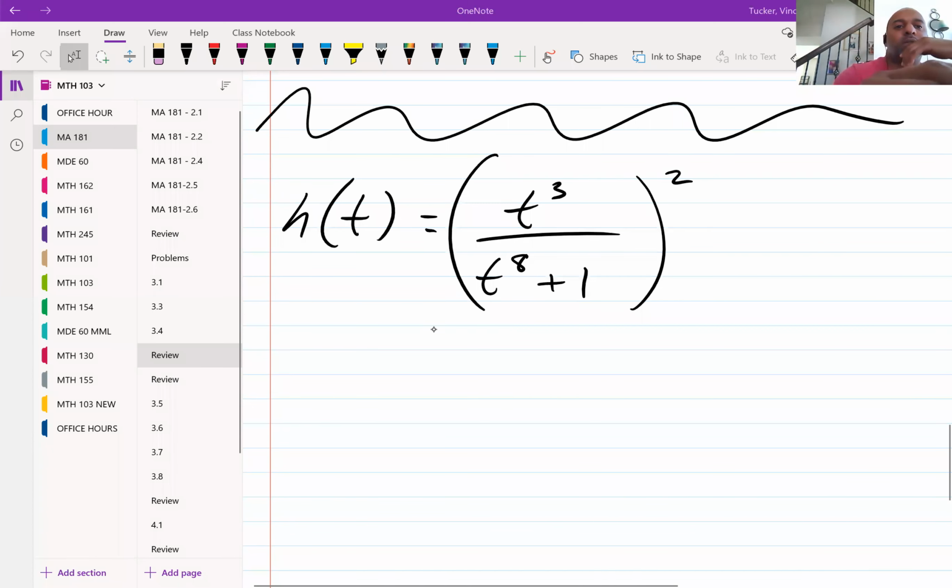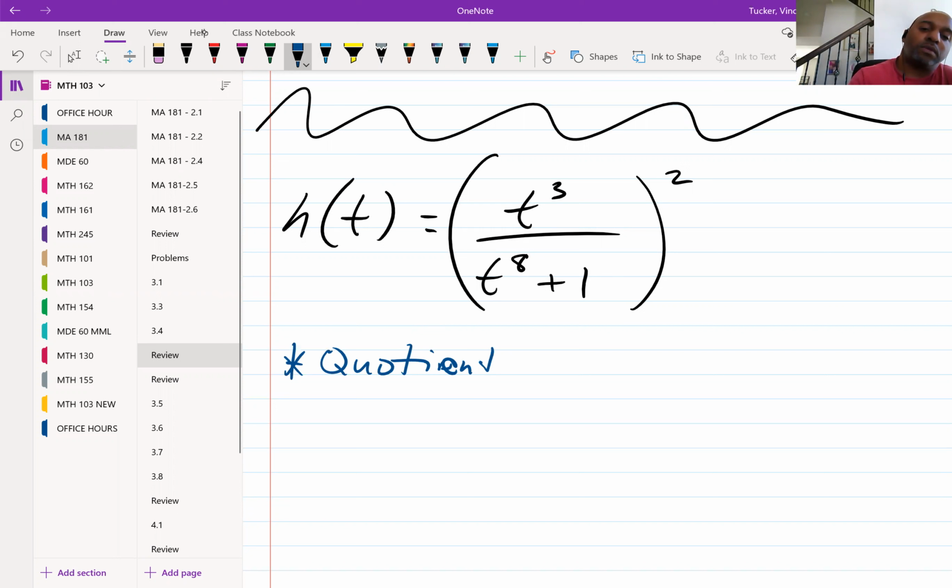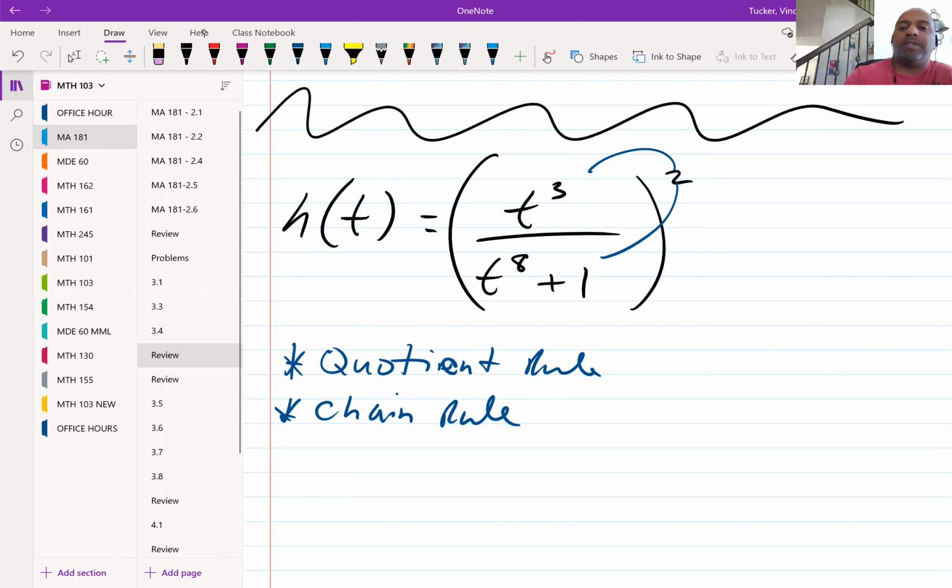All right. So let's take care of these problems. So when we look at this one right here, we're going to have to implement two of our rules: the quotient rule and the chain rule. Now, if it was possible to square this out and make the derivative easier, then I would go ahead and do it. But because we have a lot going on here, nah, it wouldn't be worth it.